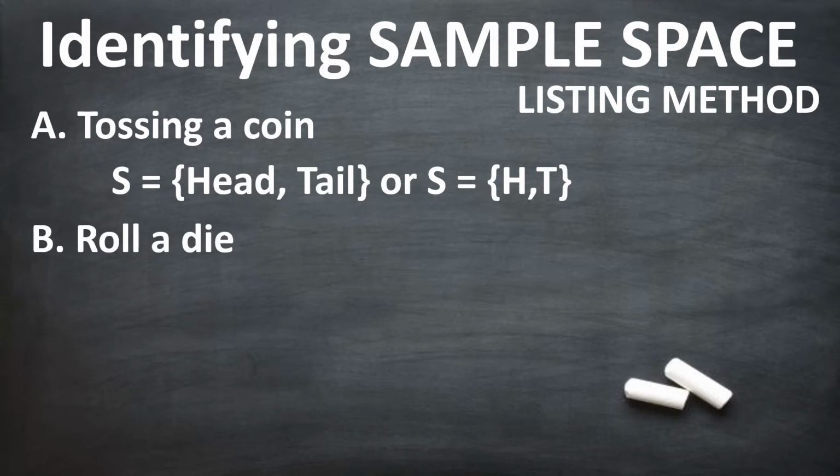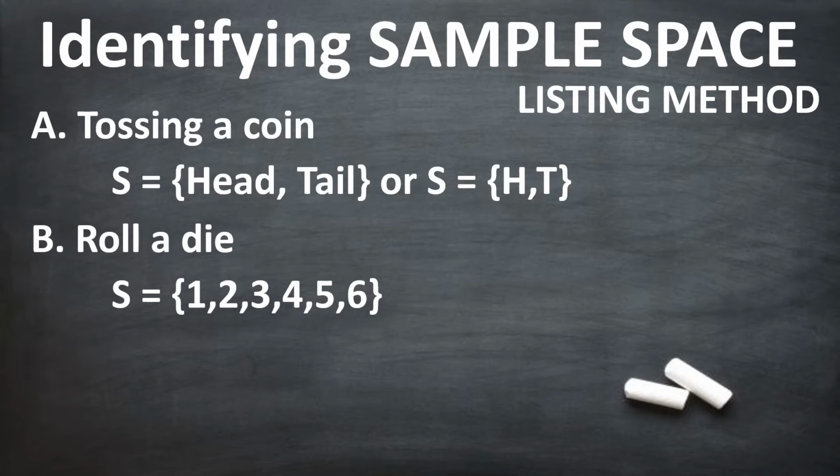Let's have another experiment. Let's say we roll a die. After rolling a die, what do you think are the possible outcomes? In rolling a die, after a single roll, a number might appear. Since it is a die, numbers from 1 to 6 are the possible numbers that might appear in a single roll. So the sample space in rolling a die is 1, 2, 3, 4, 5, and 6, since those are the possible outcomes if you roll a die.